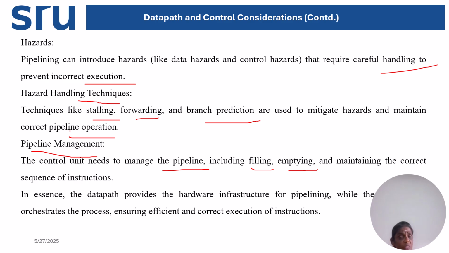Emptying. Suppose the operation is completed and execution is over, those stages should be emptied. So it has to give way to the next instruction, maintaining the correct sequence of instructions. So filling, emptying, and flow of the correct instruction. In essence, the data path provides the hardware infrastructure for pipelining. The hardware infrastructure should be correct for pipelining, ensuring efficient and correct execution of the instructions. So incorrect execution should not happen. Anyway, the mistake should not happen.